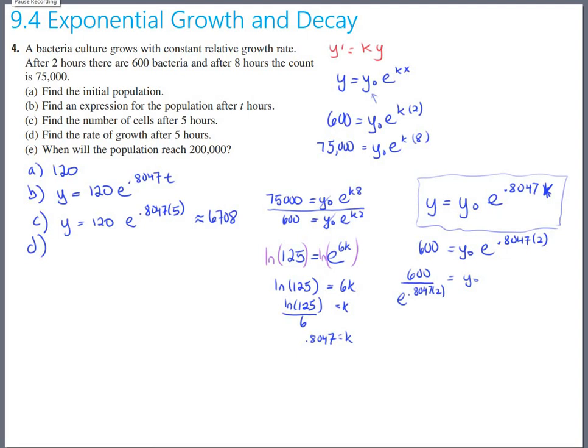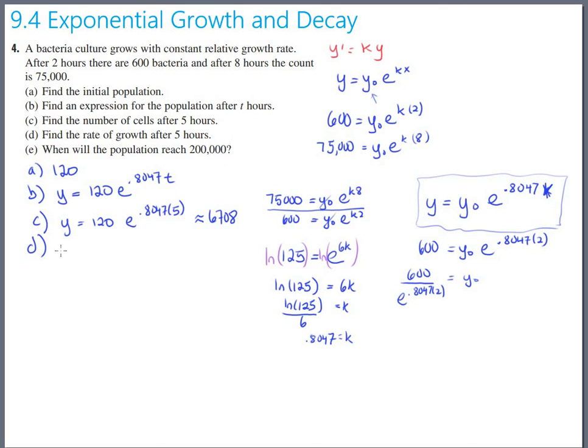Part D asks for the rate of growth after 5 hours, and be a little bit careful here, because they've already told us this thing has a constant relative growth rate, and we know what that is now. It's about 80%, right? It's 0.8047. That's the growth rate relative to the population. So it'll always be growing at 0.8047 times whatever the population is. But when they, in part D, are asking for the rate of growth after a particular time, they're saying more like, what's the number per hour? And this is what a derivative gives us, right?